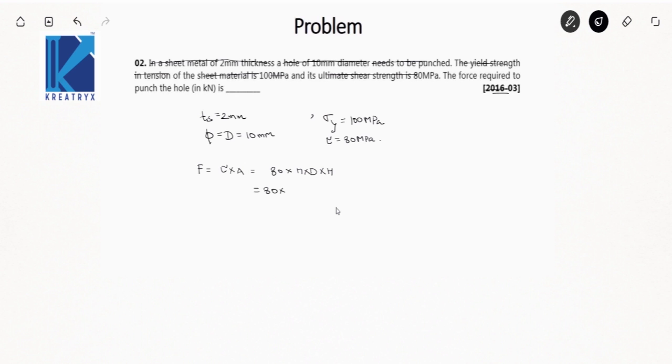So 80 into pi into dia, 10 mm, into height. Height is basically depth or thickness. So h is equal to ts, which is 2 mm. So it is 1600 pi, which is 5026.548 Newton. Because they have asked it in kilonewton, it is 5.0265 kilonewton. That's the answer. Now going to the next question.